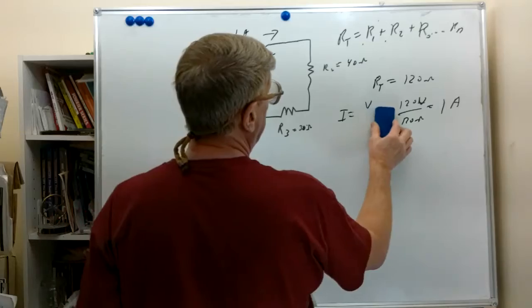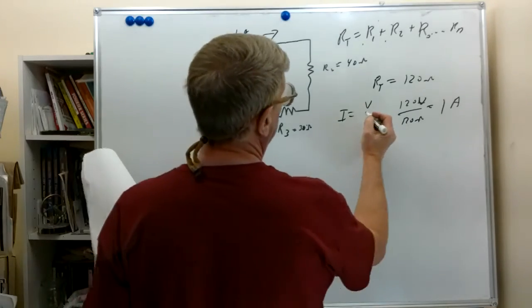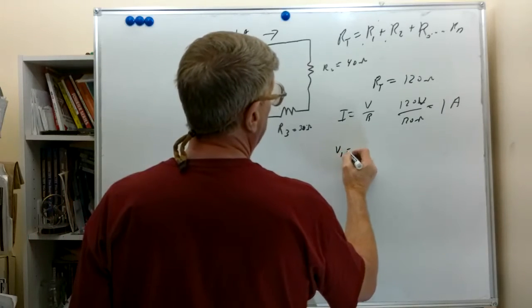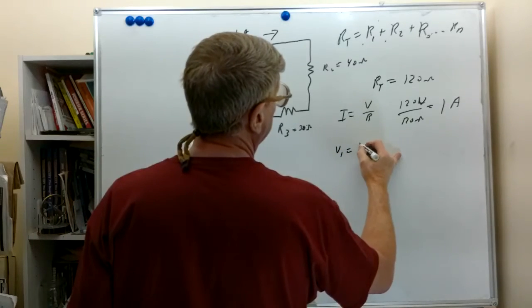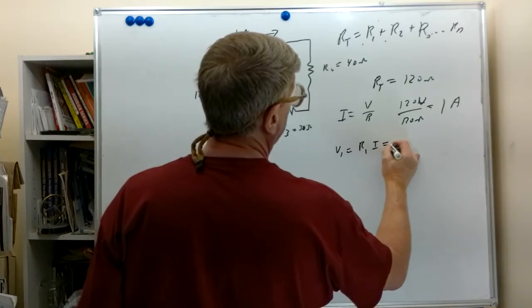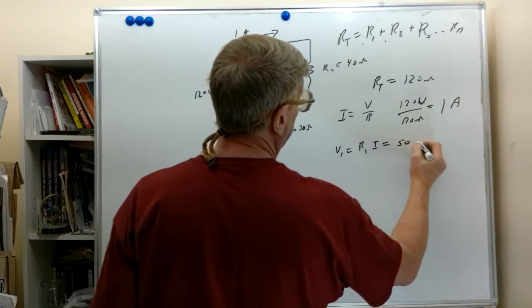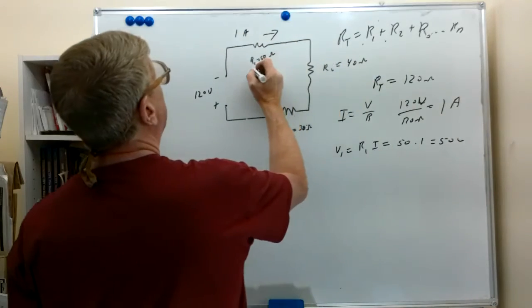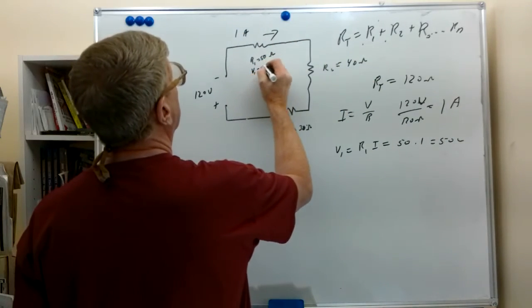So let's see what happened. Oh, let's do one more thing here. Let's calculate the voltage across each. V1 equals R1 times I, which is basically 50 ohms times 1 amp equals 50 volts. So we got 50 volts. V1 equals 50 volts.